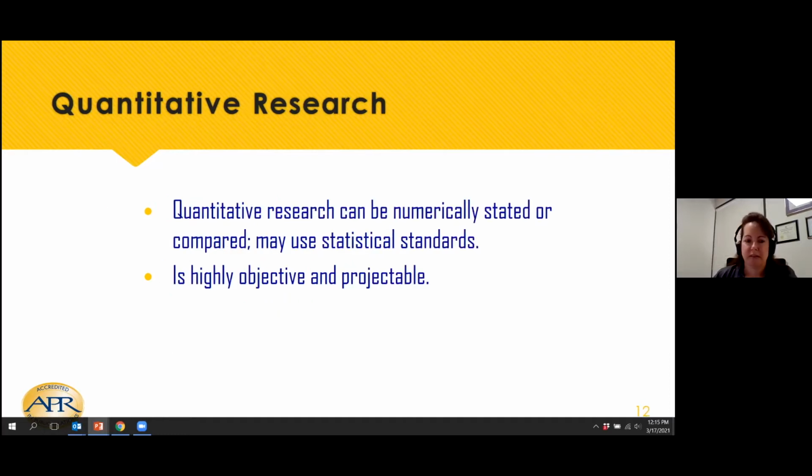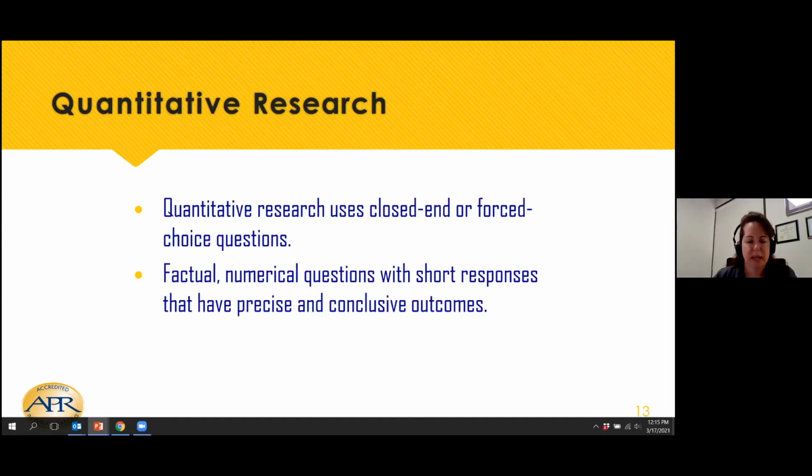Quantitative research, on the other hand, can be numerically stated or compared, and it uses statistical standards. It's highly objective and projectable. It uses closed-end or forced choice questions. You're looking for factual, numerical questions with short responses that have precise, conclusive outcomes. Jay, do you have an example of some quantitative research?